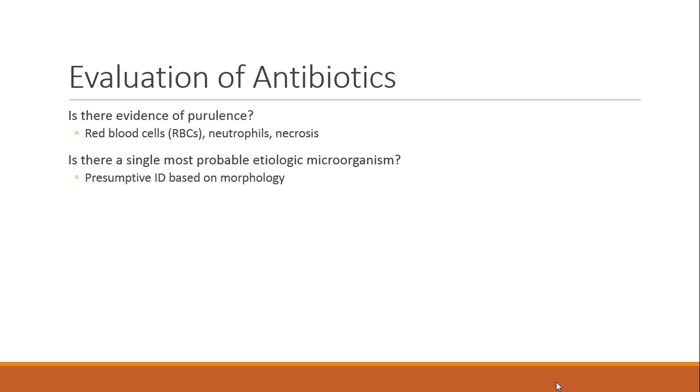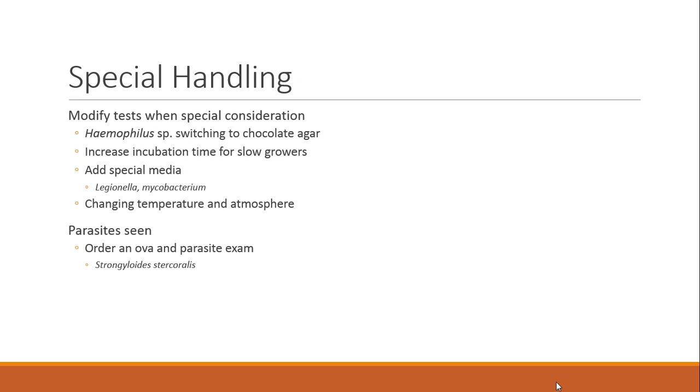Evaluation of antibiotics. We're not going to talk about that. Special handling. So you might need to modify some tests if you see a certain type of organism. So Haemophilus, if you suspect Haemophilus, you would work with the chocolate agar, because Haemophilus only grows on chocolate agar.